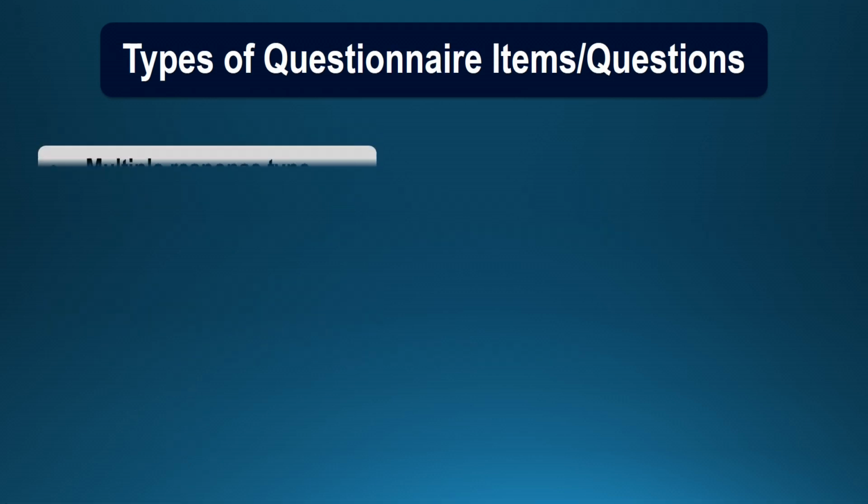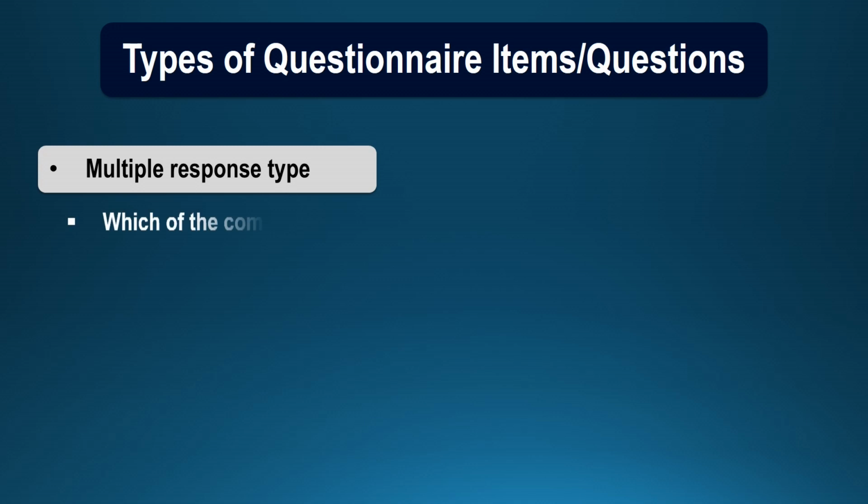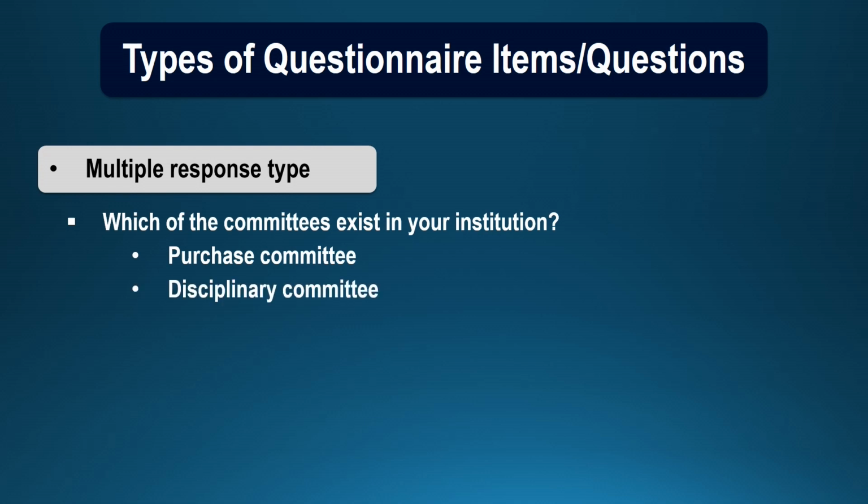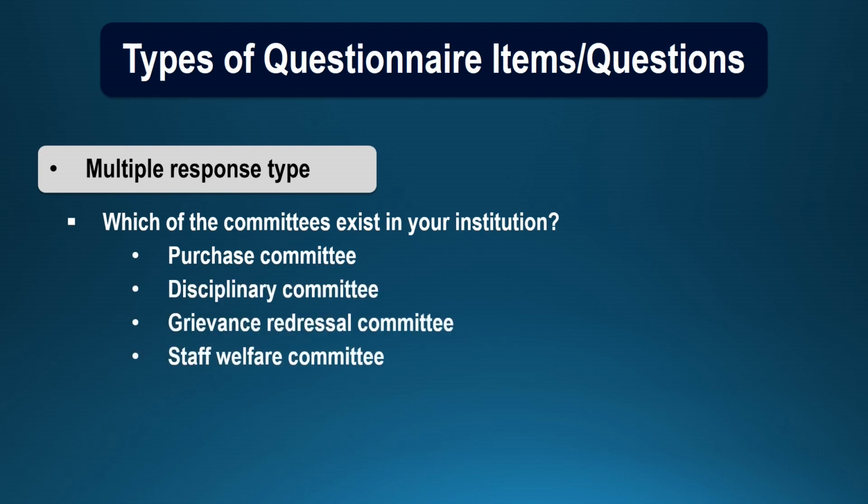There could be multiple response type questions, for example, which of the committees exist in your institution? Purchase committee, disciplinary committee, grievance redressal committee, staff welfare committee, and academic committee. So the responses here may not be one, but a number of committees may exist in an institution.